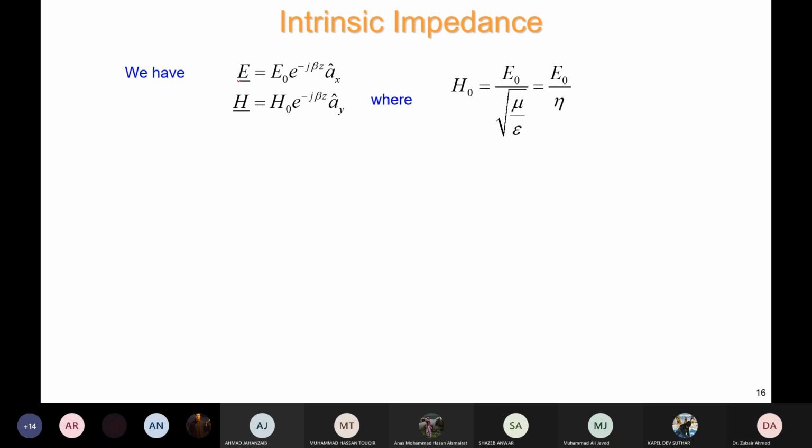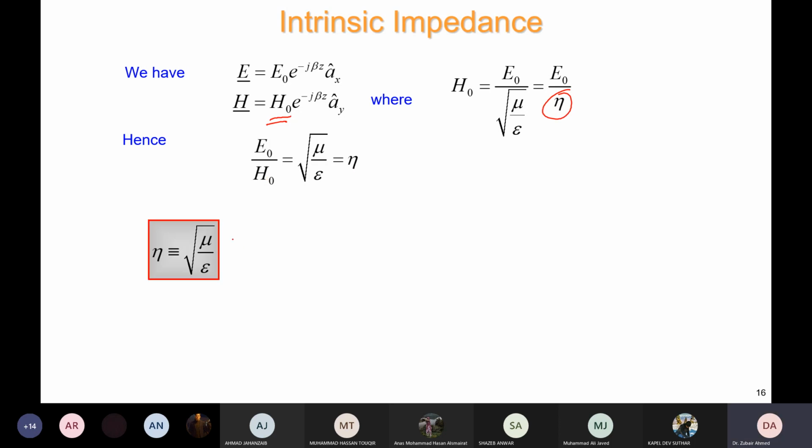So this is our electric field, which is E naught exponential of minus j beta z in the x direction. And this is our magnetic field, which is H naught exponential of minus j beta z in the y direction. And this H naught can be found from E naught by dividing it by simply this eta, and eta is basically the ratio of E naught and H naught by definition. And this eta is called the intrinsic impedance of the medium.